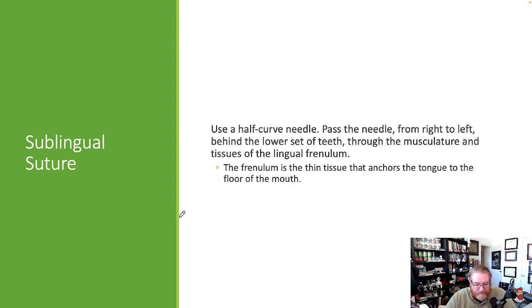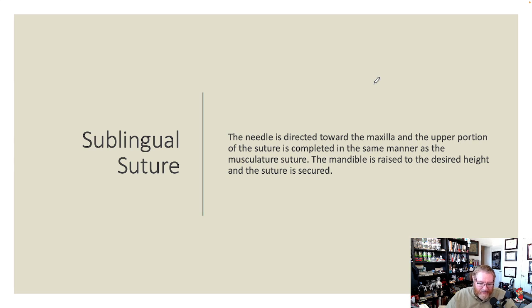With a sublingual suture, use a half-curved needle. That is a crescent needle, a half-moon needle. Pass the needle from right to left behind the lower set of teeth through the musculature and tissues of the lingual frenulum. Now, what you're doing here: in a musculature suture, you're coming in front of the teeth. In a sublingual suture, you're going behind the teeth on the bottom. This prevents any puckering or issues because you're behind the teeth. The needle is then directed towards the maxilla, and everything happens the same. Remember, on a suture, the nose portion of it is the same for all of them.